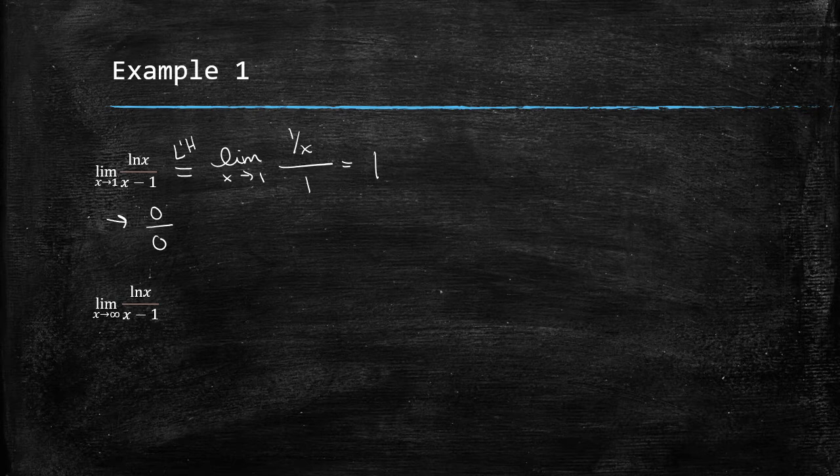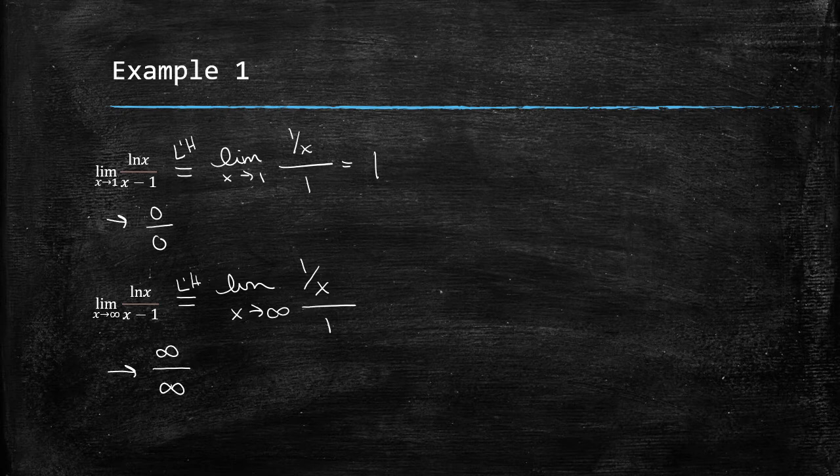All right, and now the limit as x goes to infinity of the natural log of x over x minus 1. The natural log of x is going to increase without bound, as does x minus 1. So this is the limit as x goes to infinity. The derivative of ln of x is 1 over x. The derivative of the denominator is 1. So now x is going off to infinity, so I have 1 over a very large number, so this limit will equal 0.